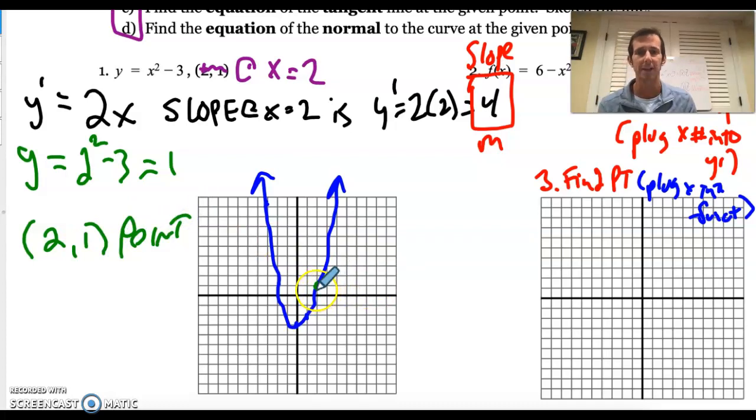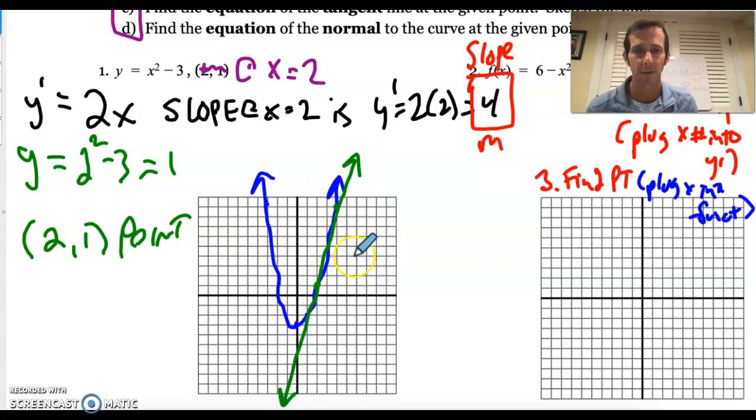And so if I want to do a tangent line, I can apply the slope to that point. So I know I'd go up 4, 1, 2, 3, 4 over 1. That's why my graph isn't very good. That really wouldn't be there. 1, 2, 3, 4 over 1. And I've got a tangent line here.